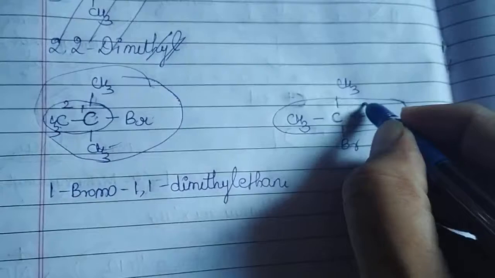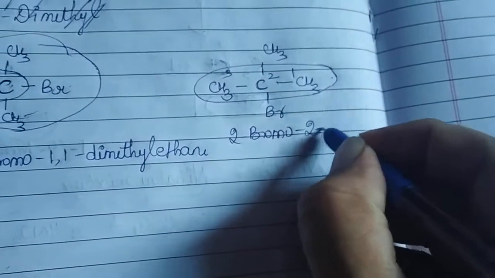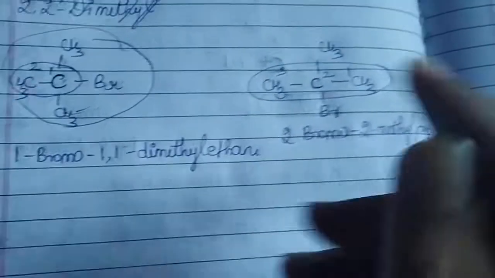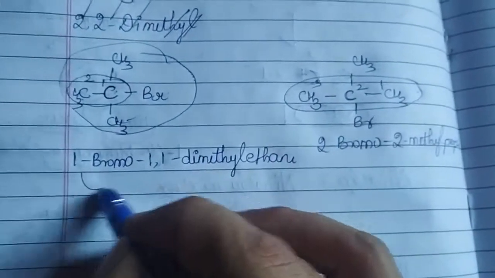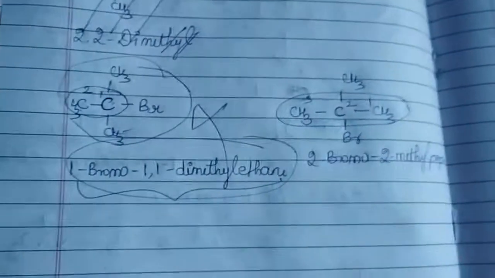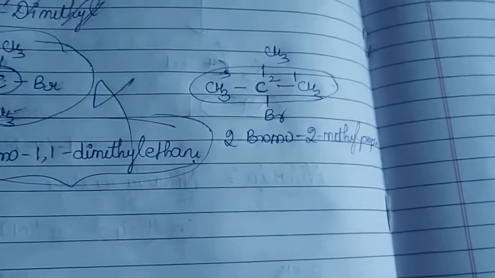So how will you number it? 1 2 3. So what you can name? 2-bromo-2-methylpropane. Can you see the difference? So whatever IUPAC name you have written for the structure will be totally wrong. Why I am saying this? You should analyze this structure first.